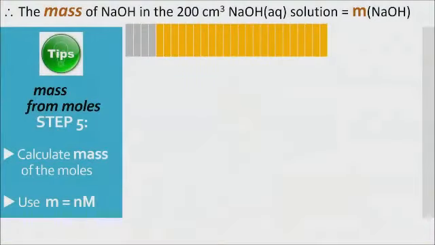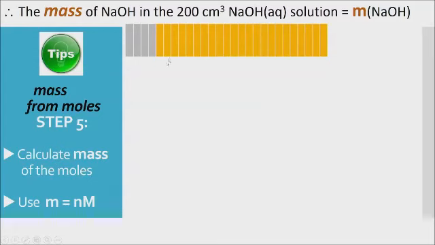Let's go to step 5 and 6, and then I'm going to try and see whether you really understand what is going on here. Step number 5 now. Now that I have the moles of, that's right. Do I have the moles? Yes, I do have the moles. I have the moles of sodium hydroxide. I can now calculate the mass of the number of moles which I have.